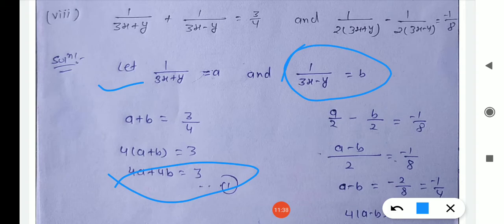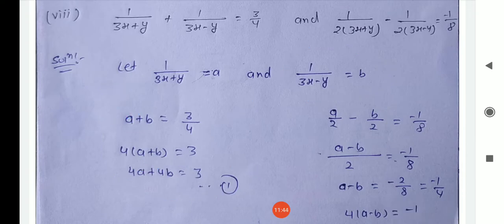So simply your equation is what? a plus b equal 3 upon 4. Now this is not our linear equation, so we cross multiply. So 4a plus 4b equal 3.